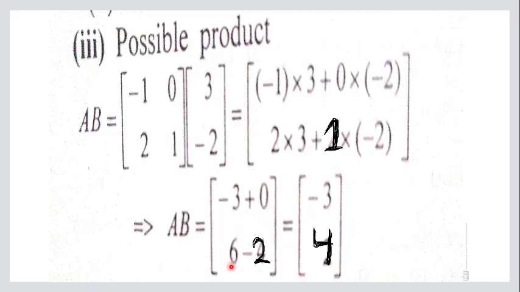2 3s are 6, plus, and then 1 multiply minus 2 is minus 2. So plus into minus is minus, so minus 2. Now minus 3 plus 0 is minus 3, and 6 minus 2 is 4. So minus 3, 4 is the answer.